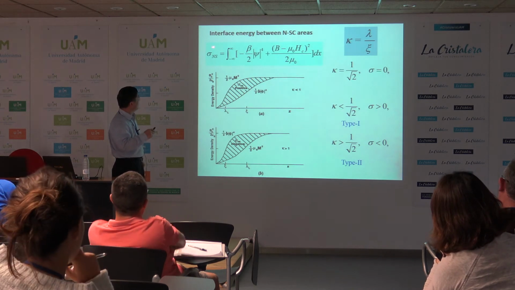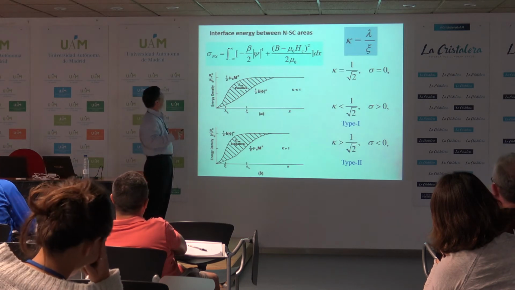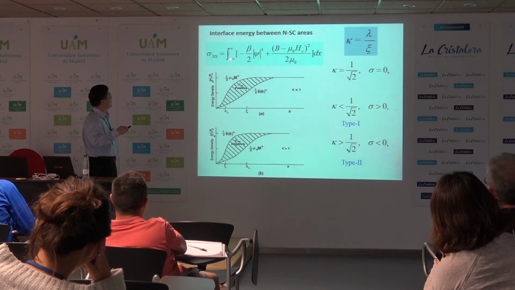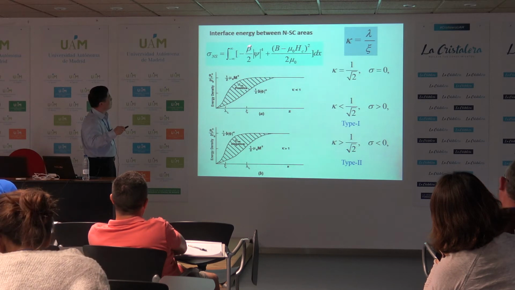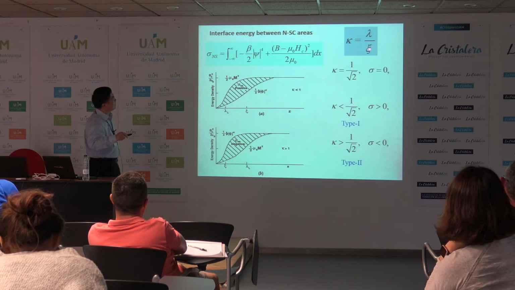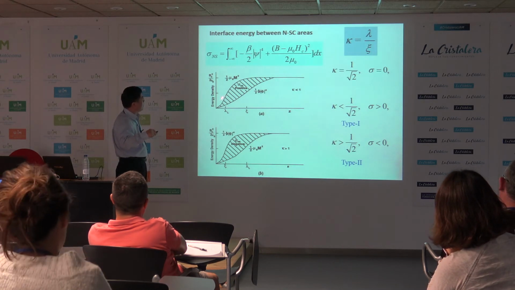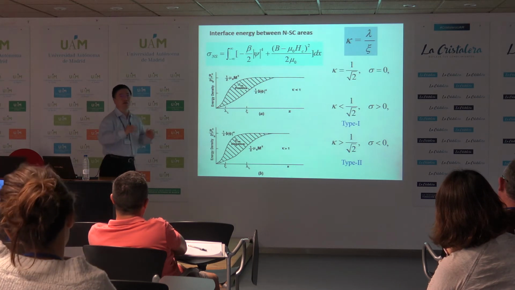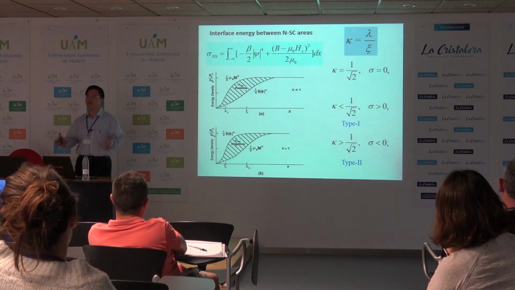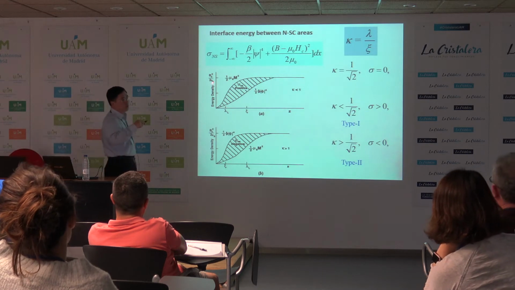So the interface energy per area, this is the area of the interface. You can integrate from the far two side, and then the equation is written down in this way. In this term, you can see that if the psi is very small, which means that this order parameter can be easily established, so you have a large volume for saving energy, because the condensation energy is negative. So that means that the interface energy would be smaller.